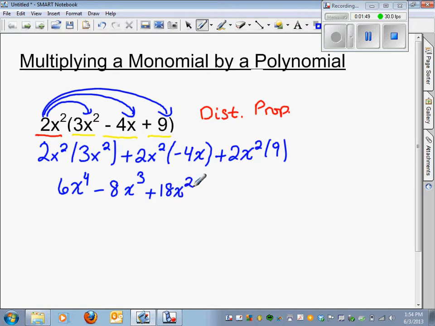Finally, you do want to look and make sure that each of your terms has a different degree, meaning each of your exponents is different and they cannot be combined. We have no like terms here because we have x to the fourth, x to the third, and x squared, all different degrees. So this is our final answer.